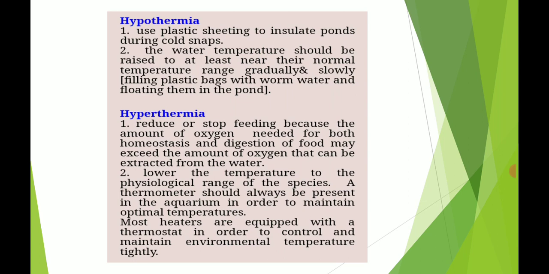In hypothermia, use plastic sheeting to insulate ponds during cold snaps. The water temperature should be raised gradually and slowly to at least near the normal temperature range, by filling plastic bags with warm water and floating them in the pond. In hyperthermia, reduce or stop feeding, because the amount of oxygen needed for both homeostasis and digestion of food may exceed the amount of oxygen that can be extracted from the water.